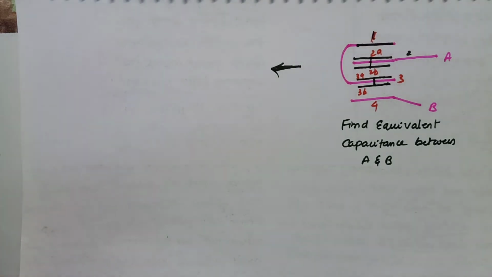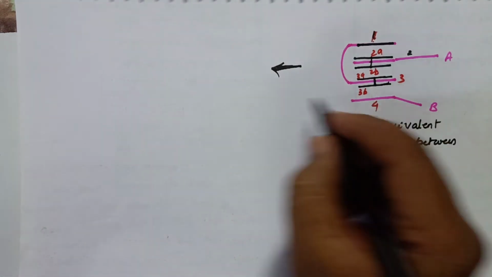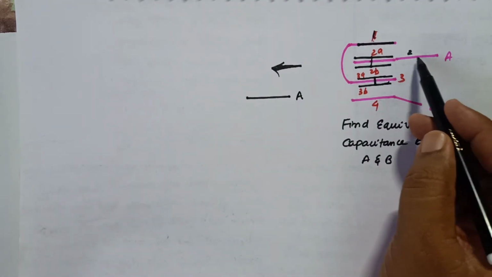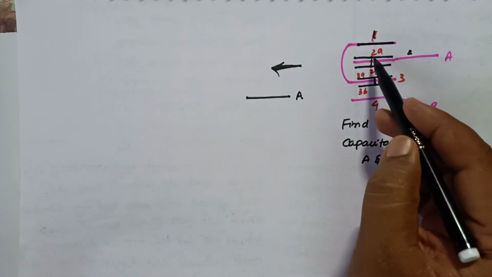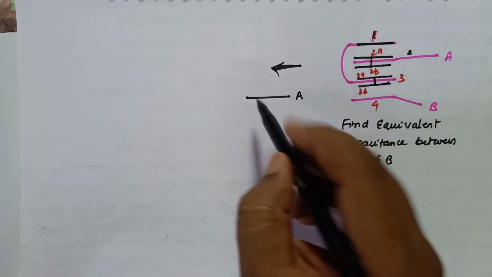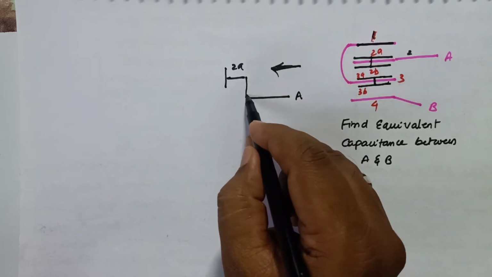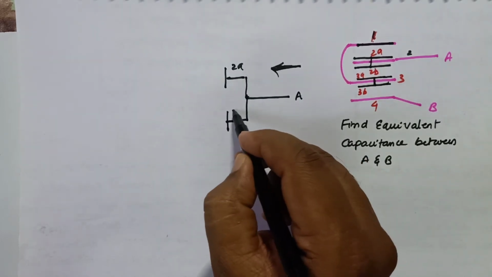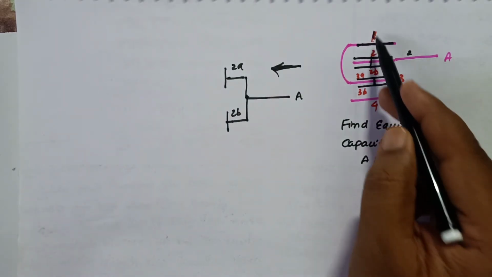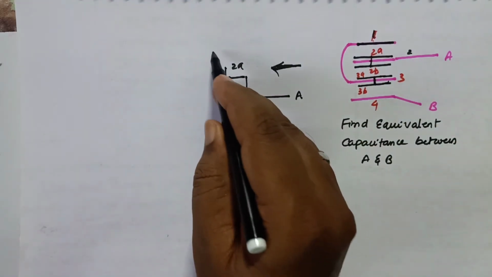Let us see here. For this, first you take part A. You are going to consider the first part here. This A is connected in between the 2A and 2B plates. So 2A I am drawing like this, and 2B I am drawing like this. So A is connected in between 2A and 2B, and 2A, if you observe, forms a pair with this one here. So I will draw one here.